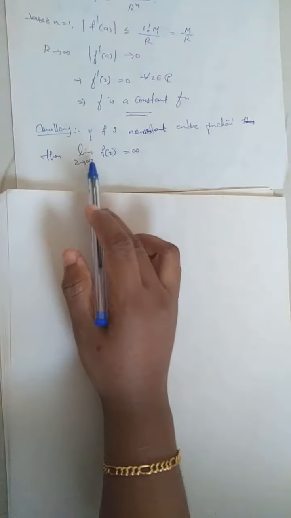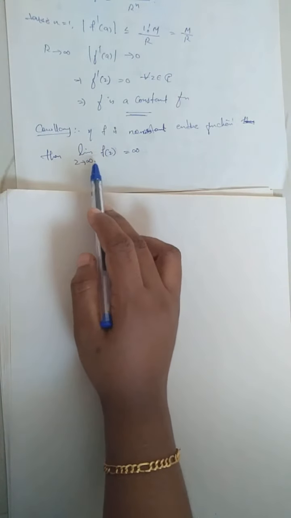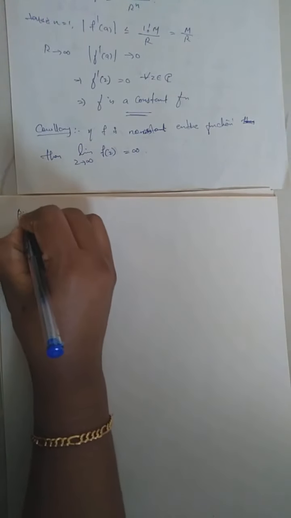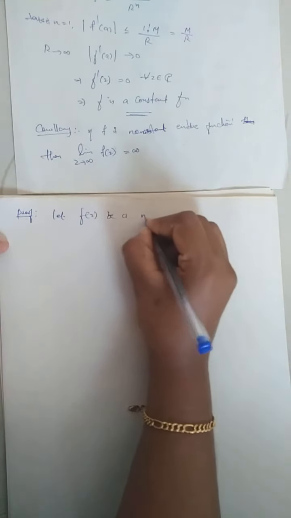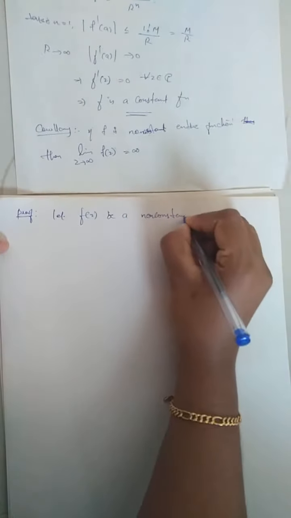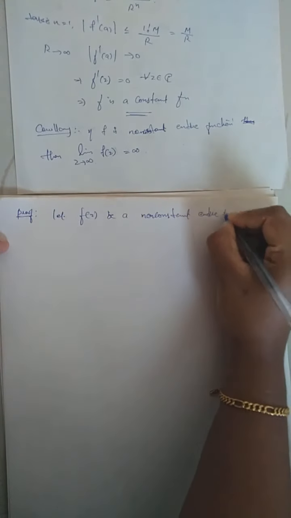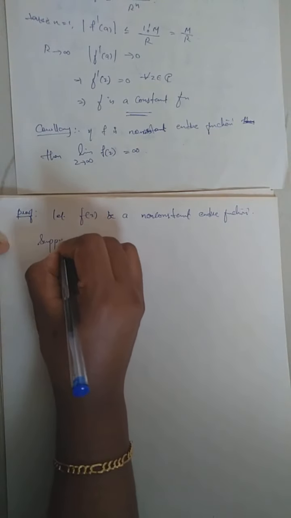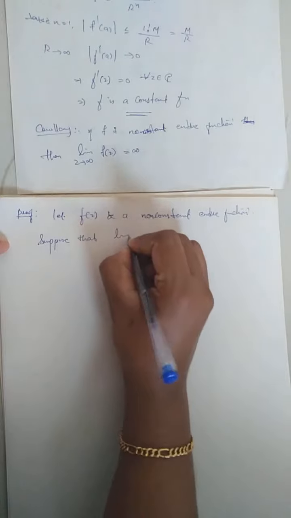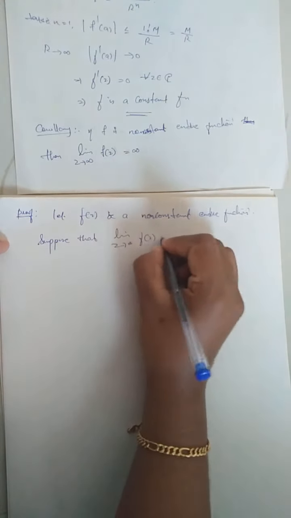So remember, when a function is entire and bounded, then it will be constant. If there is a function which is entire and non-constant, then its limiting value will be equal to infinity. Because it can't be bounded, right? How will you prove this result? So let f be a non-constant entire function. Okay. And suppose that limit z tends to infinity, f(z) is equal to some particular number a.